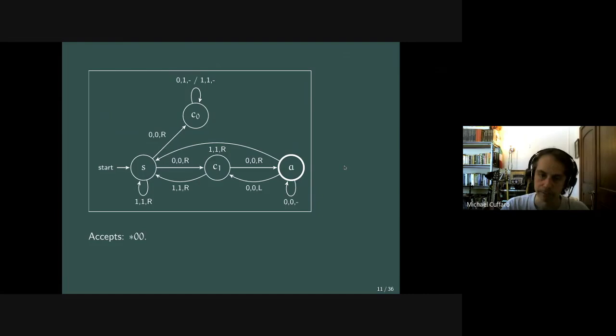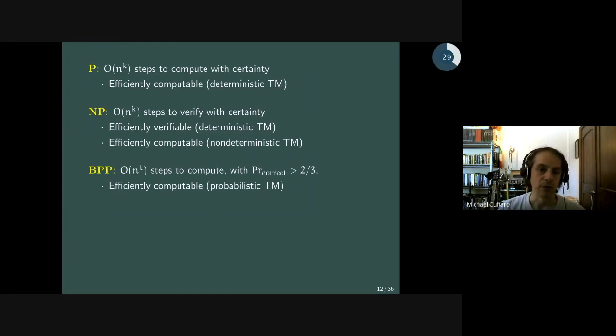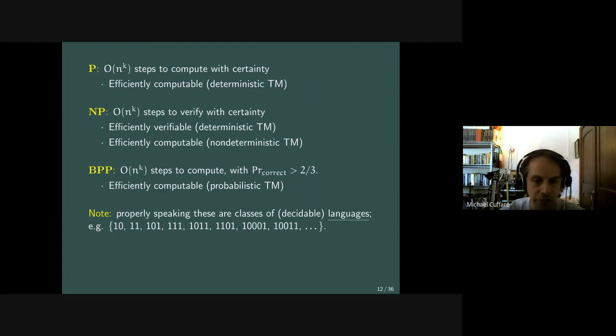Okay. Now, as you saw yesterday, we can also talk about probabilistic Turing machines. Probabilistic Turing machines take on the order of a polynomial number of steps to compute, with the probability that the solution yielded is a correct one being greater than 2/3. Another way of describing this class is the class of problems that are efficiently computable by a probabilistic Turing machine. Note that, as I said yesterday, properly speaking, we should think of these as classes of decidable languages, not so much problems, even though it's okay to talk in either way. And so here's the prime number representation example that I gave yesterday.